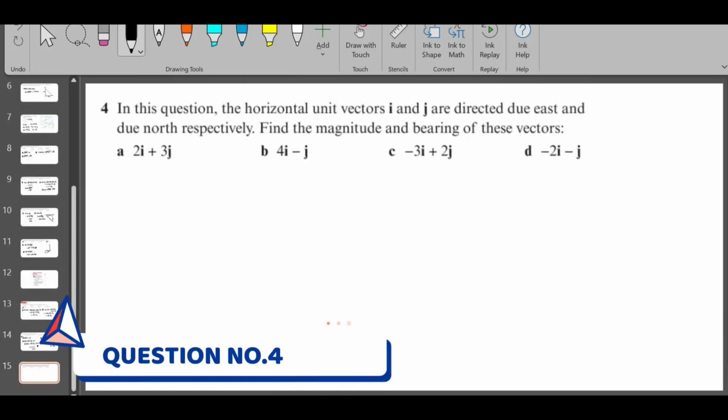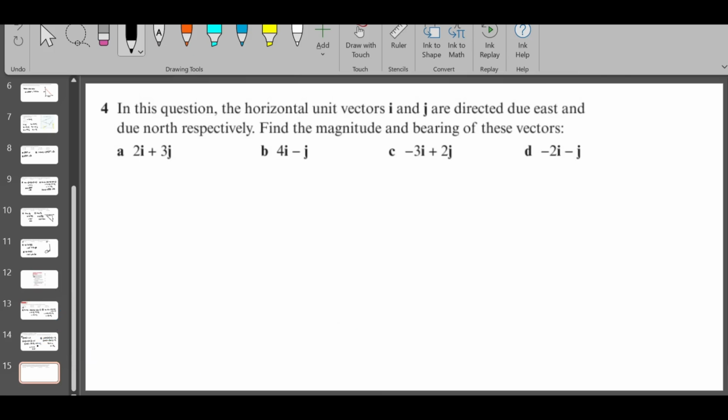Question number 4. In this question, the horizontal unit vectors i and j are directed due east and north, respectively. Find the magnitude and bearing of these vectors. For the first one, a, it's basically 2i to the east, 3j to the north. So this is the vector 2 and 3, right? But the bearing is the angle that the vector makes with the north direction, this angle, right?